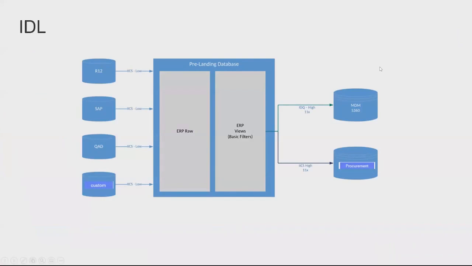So this is the initial data load picture. As we mentioned, we had multiple source systems and some custom sources. We leveraged CDI for doing most of the batch loads. The data was first brought into the raw layer, and then we applied some filters like active, inactive suppliers, some history requirements were there. And then eventually it was fed to both Supplier 360 on the MDM side, as well as the new procurement system that they're trying to build.